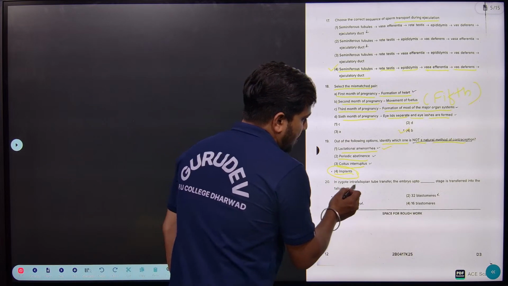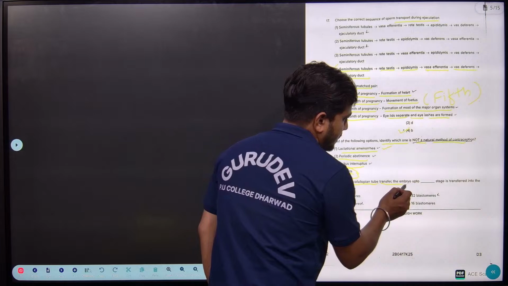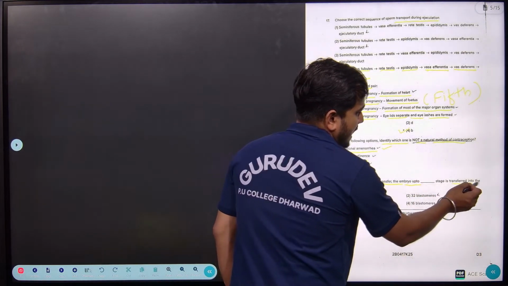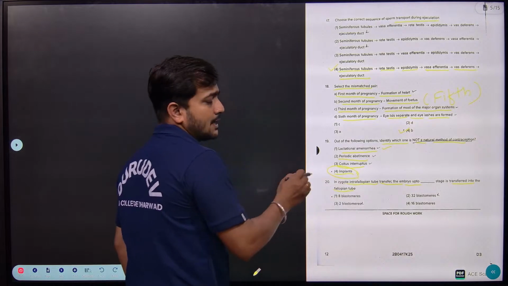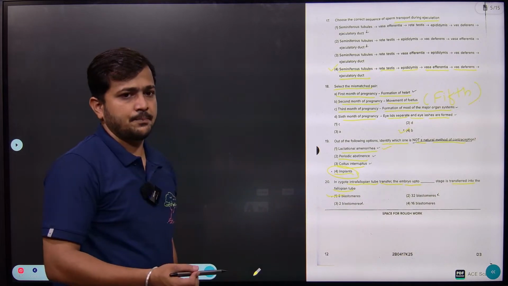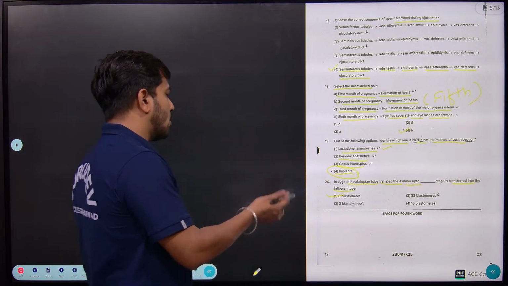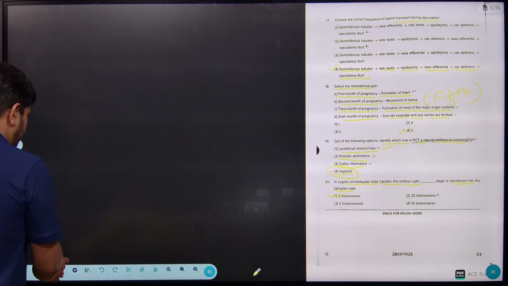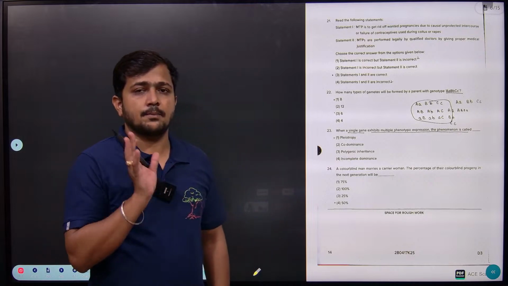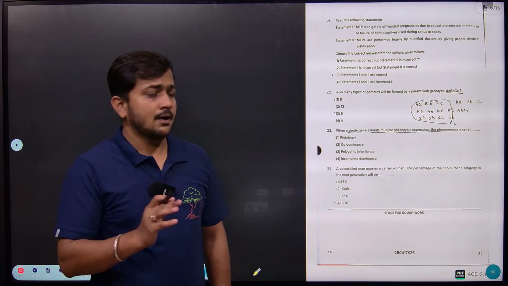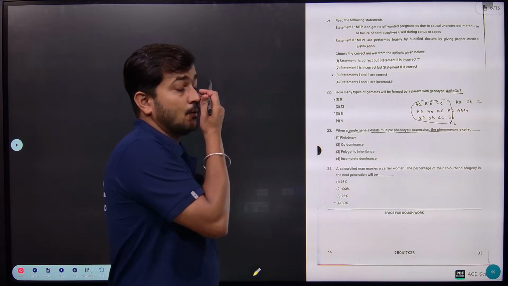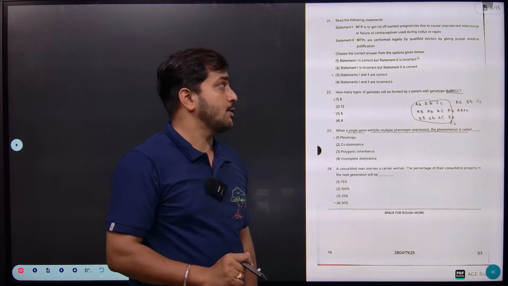Then in zygote intrafallopian tube transfer, the embryo up to the 8-blastomere stage is transferred into the fallopian tube. Then there will be overall development, and we can even find out the suitability of that zygote with respect to the particular female's uterine cavity. So suitability can be checked over there. Mostly the 8-celled blastomere is used.